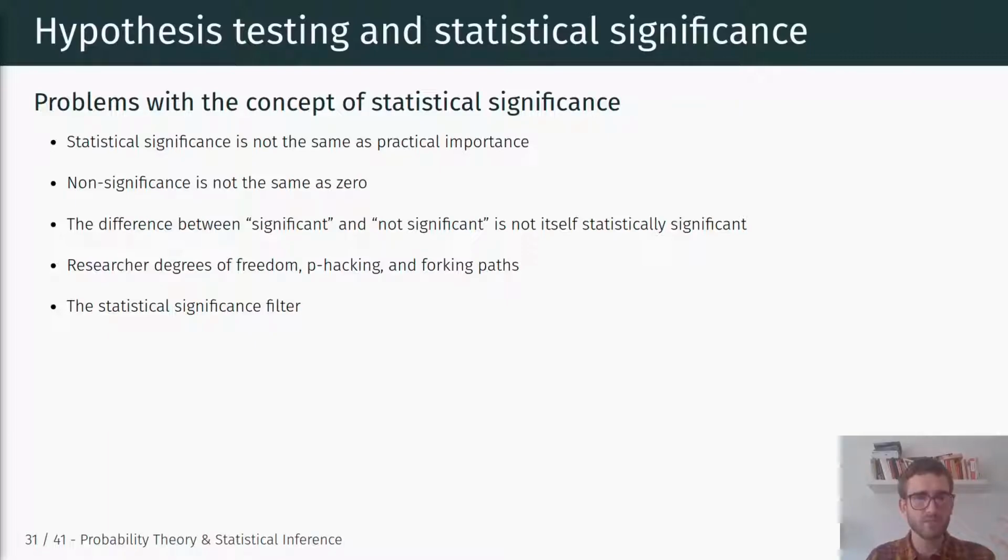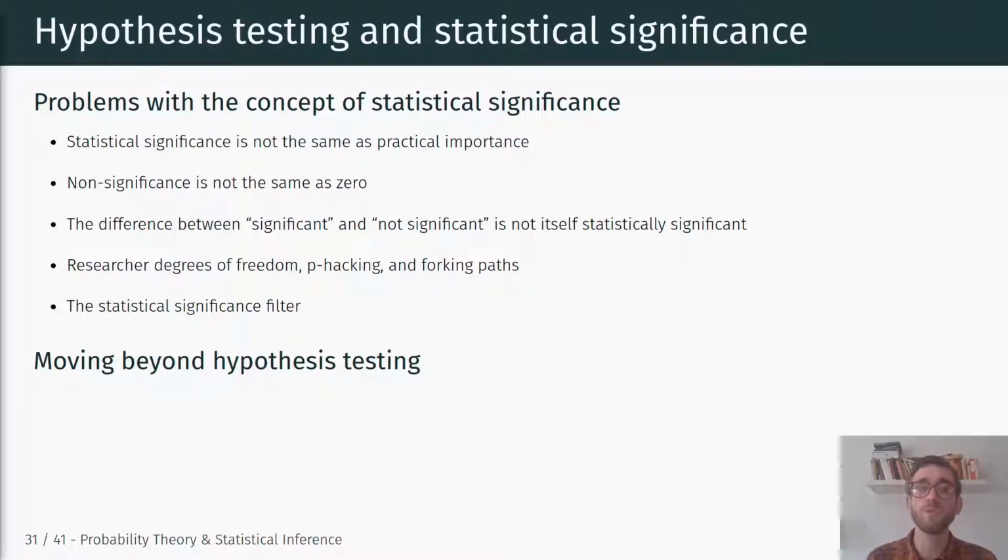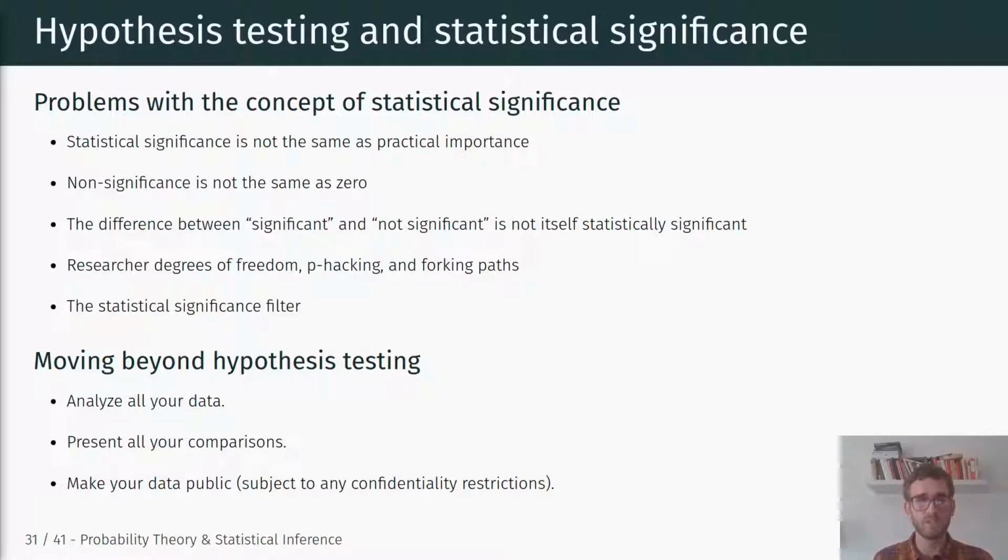So what are we supposed to do, given all these problems with hypothesis testing and statistical significance? What Gelman and his co-authors ultimately suggest is that we have to move beyond hypothesis testing, right? Rather than having this binary view of a result being either statistically significant or not statistically significant, we have to analyze all our data rather than looking at only a subset. This is related to the issue of the garden of forking paths. We have to take into account all the available data. We have to present all the possible comparisons that we can make, show variation across these different comparisons, and ultimately also make our data public and shared with others, right?